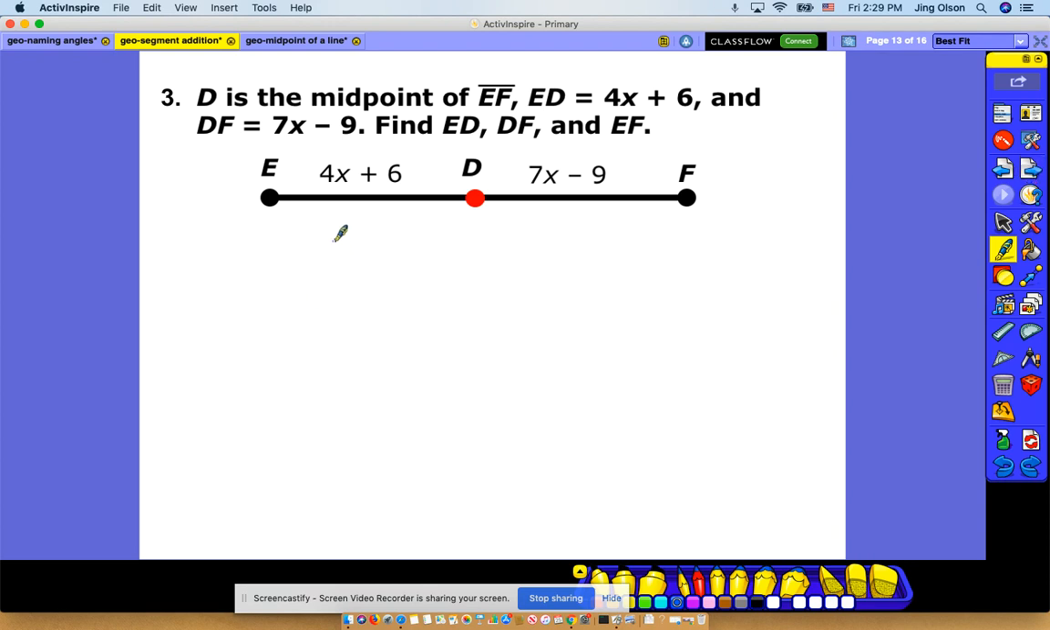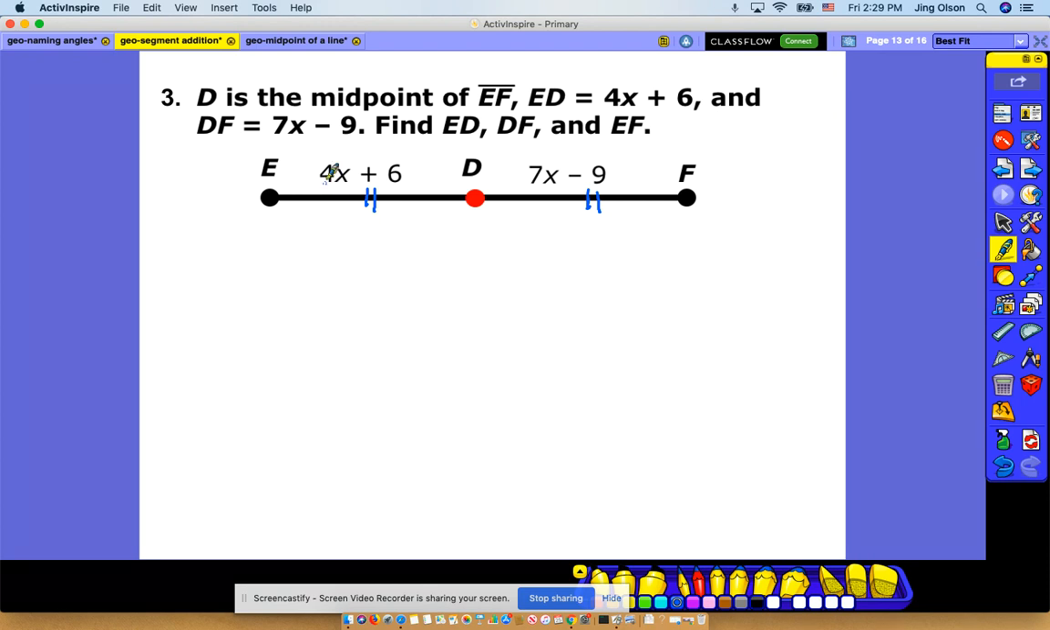So let's do a couple more examples here. D is the midpoint of EF. Okay, this is given. D is right in the middle. That means ED and FD are the same. ED is 4x plus 6. FD is 7x minus 9. We're going to find these 3 segments.